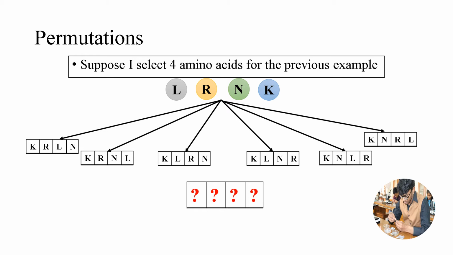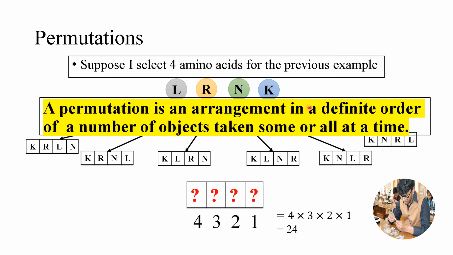Now, considering that, in the second block I'm left with fewer choices, only 3 amino acids. For the third block, I'm left with 2 amino acids. And for the last, I have no other choice but to take the one which is left. So in total, I can have 24 tetrapeptides by using these 4 amino acids. So what a permutation basically is, is an arrangement in a definite order of a number of objects which we take some at a time or all at a time. So in this case, we have taken 4 out of 20.